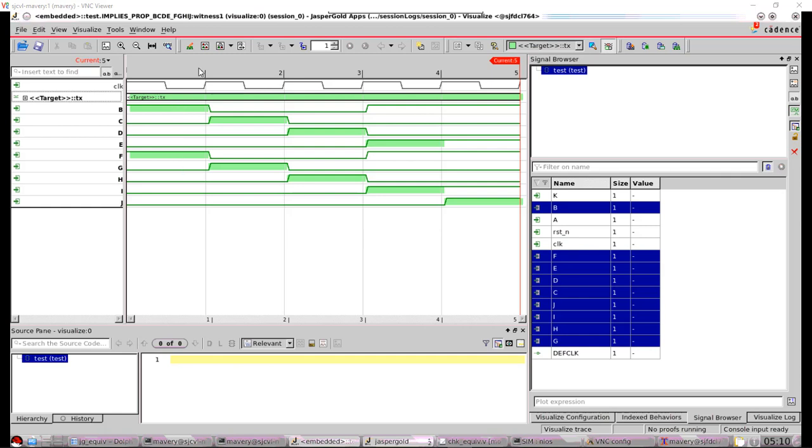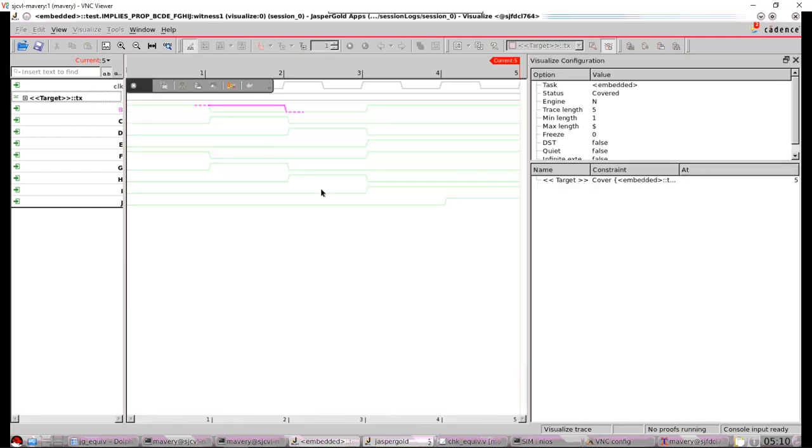So if I were to perhaps want to show one of the properties failing, so let's say the one on the right hand side of the implies operator, I keep H low for these cycles. How will that affect things? So all I'm doing with wave edit is I'm adjusting my cover property to see if the tool can reproduce that trace given the design and any constraints I have.